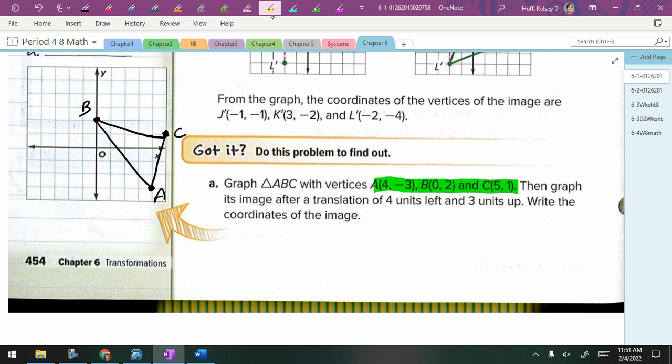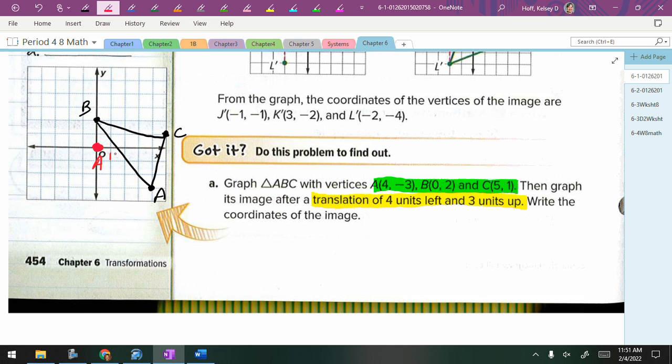It goes on to say, graph the image after a translation 4 left and 3 up. So put your pencil on A. Count 4 left and 3 up. Where are you? Right at the origin. What am I going to label that point? A prime. Nicely done. A with that tick mark. A prime. Put your pencil on B.